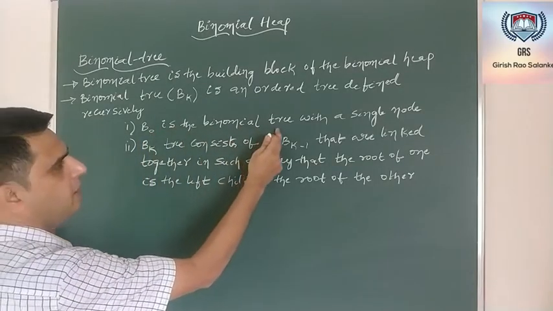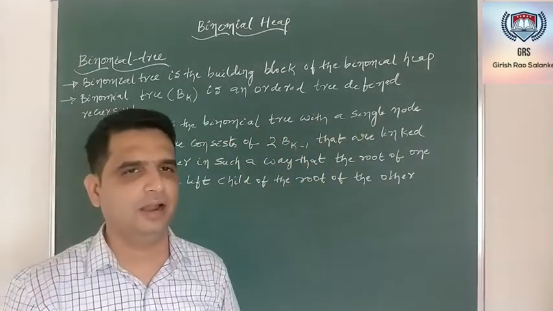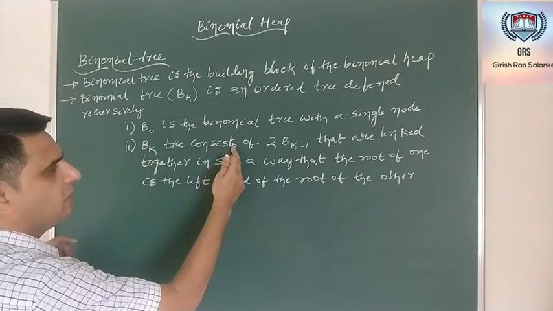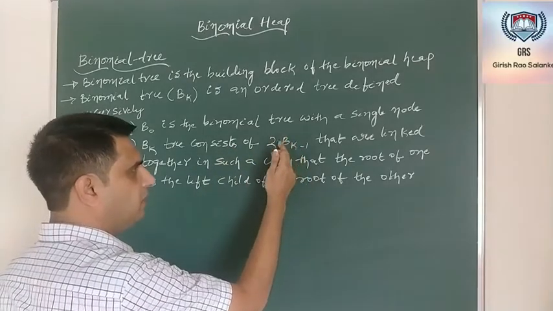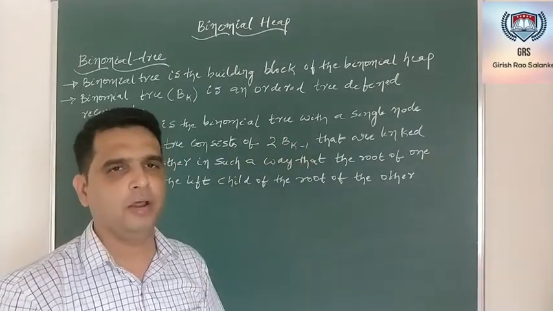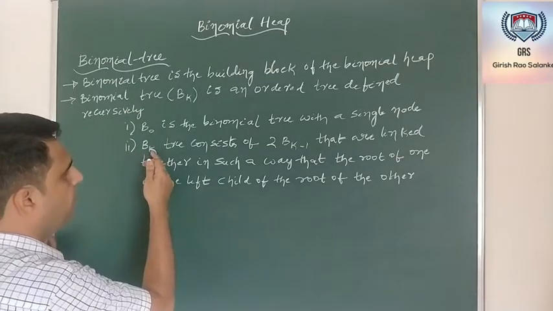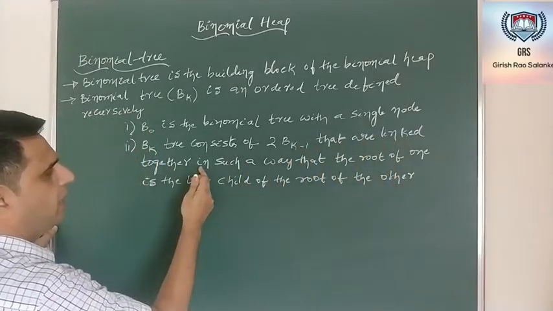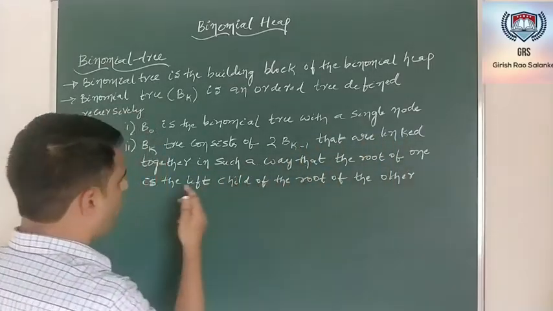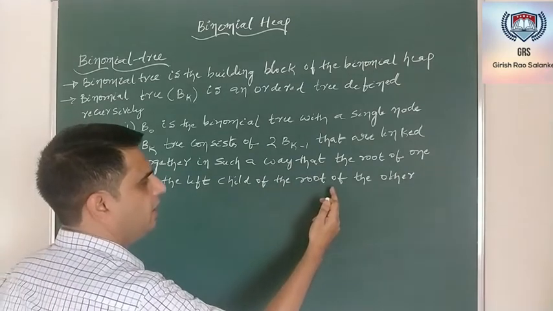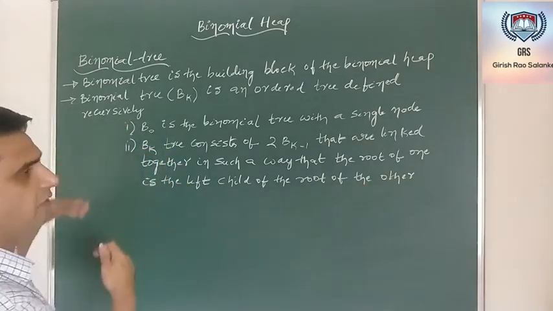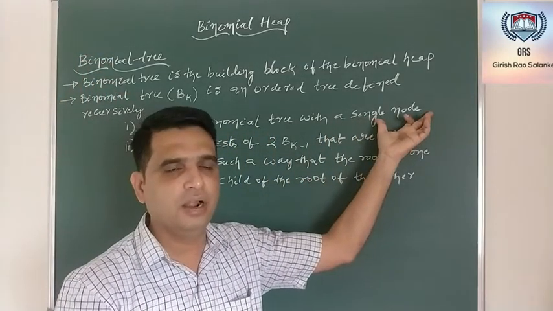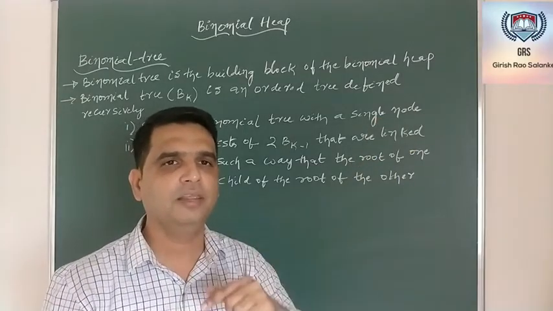A binomial tree, denoted by Bk, is an ordered tree defined recursively. B0 is the binomial tree with a single node. We call it a singleton tree. And a Bk tree, that is a binomial tree Bk, consists of 2 Bk minus 1. Bk minus 1 is also a binomial tree. A Bk tree consists of two Bk minus 1 that are linked together in such a way that the root of one is the left child of the root of the other. What this definition says is that a binomial tree can be a singleton tree which has only one node. We call it B0.